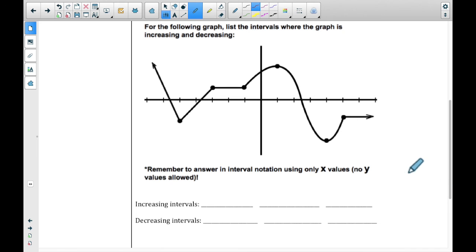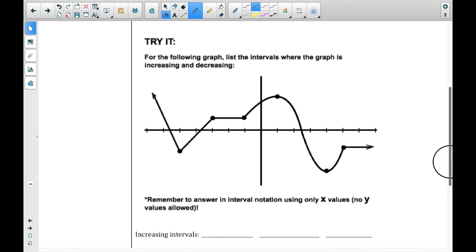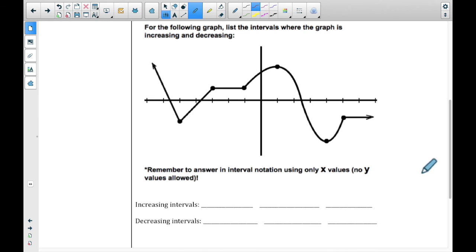Notice I'm using parentheses, not brackets. Okay, I would say try this on your own. See how it says try it? We're going to try it. So I would say pause the video here, try to do the intervals, see what you come up with, and then when you're ready, start it up again, and we'll see how you did.